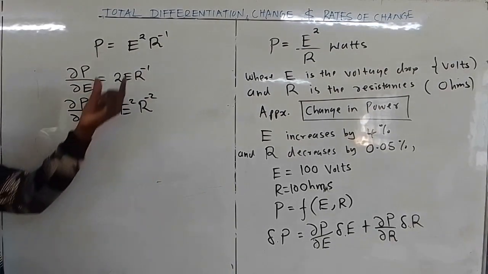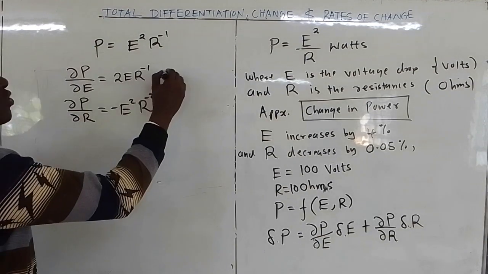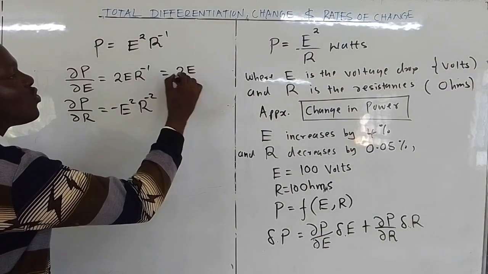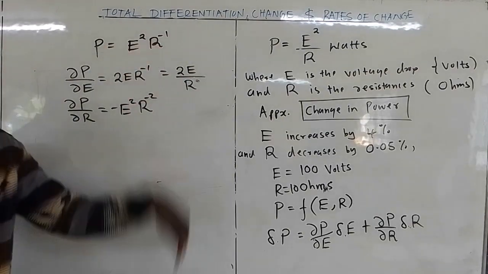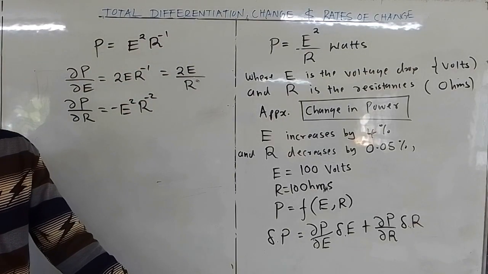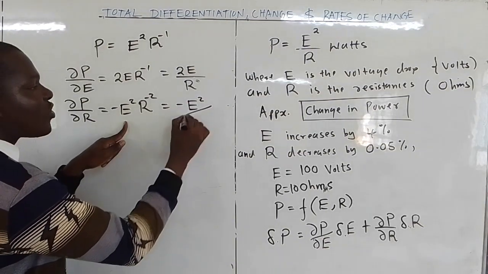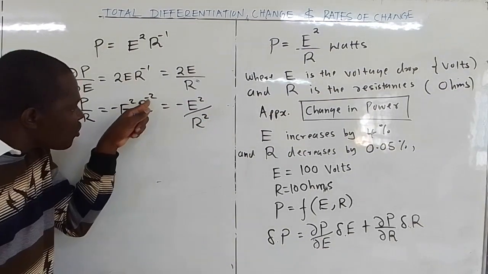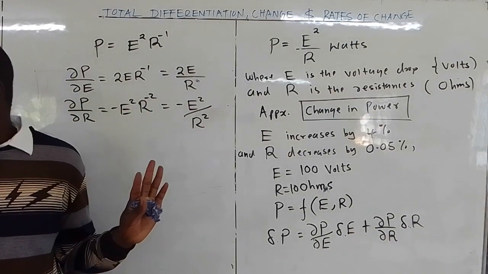So we found the two partial derivatives. If you take R back to the denominator where it was, this is 2E over R to power 1, meaning just over R, because this negative is what means reciprocal, isn't it? Are we together? Then this one is the same as negative E squared over R squared, because this negative only is what implies reciprocal. The power remains the way it is, isn't it?